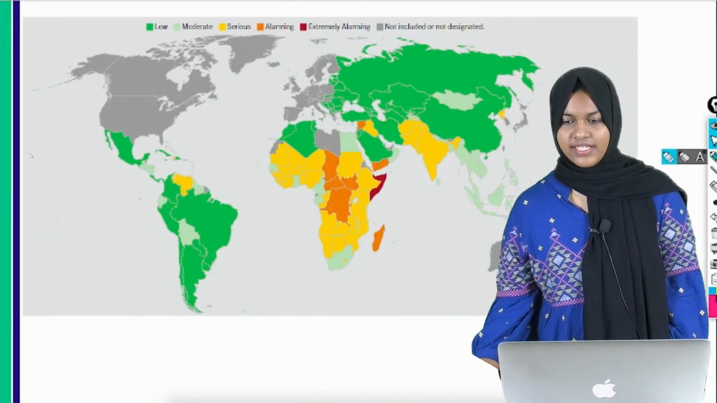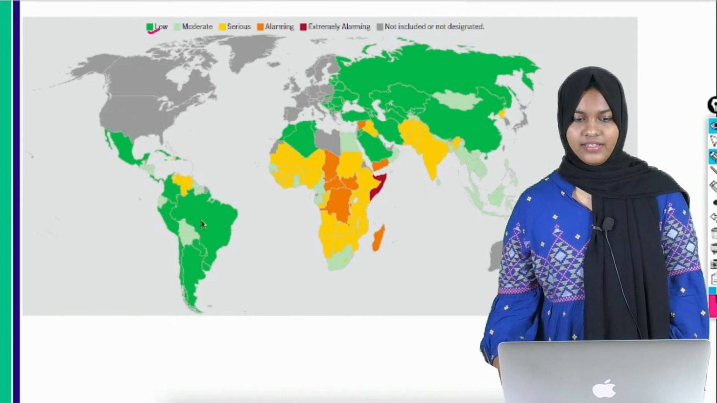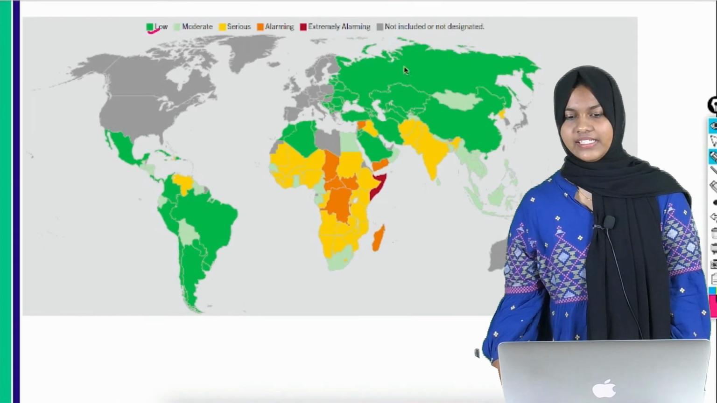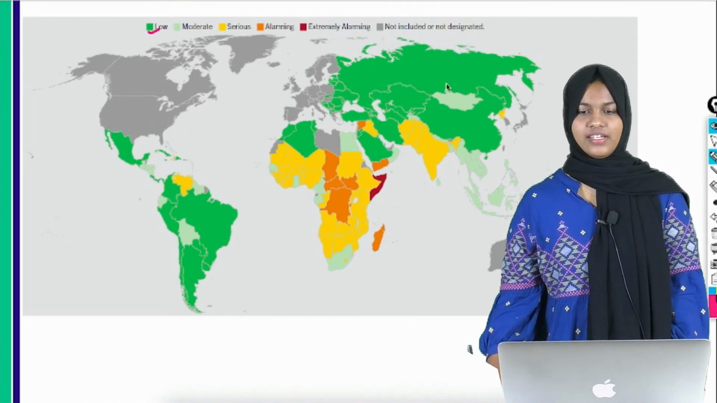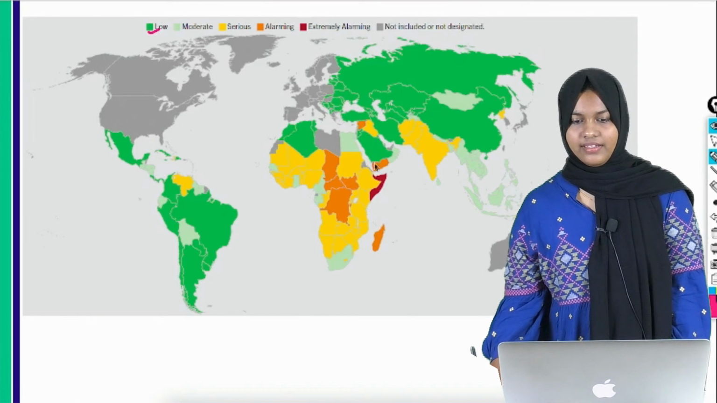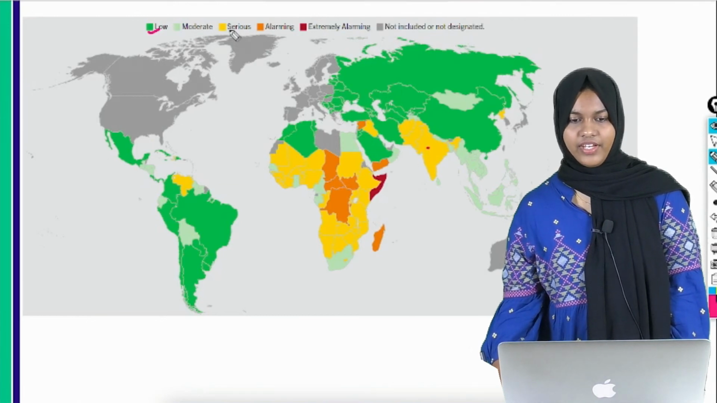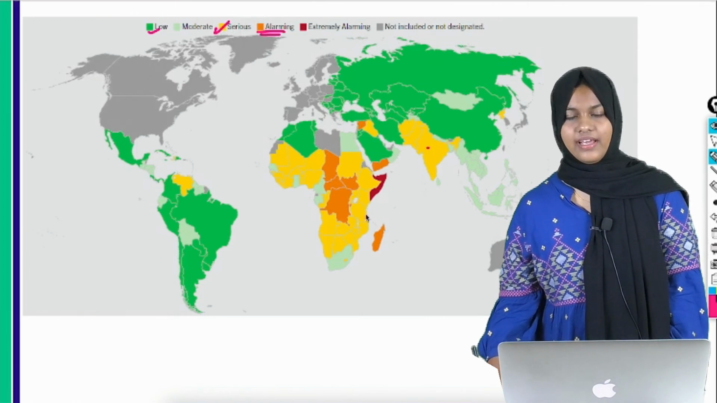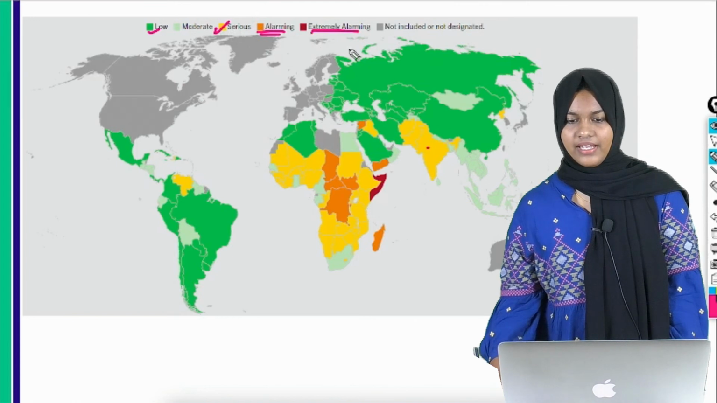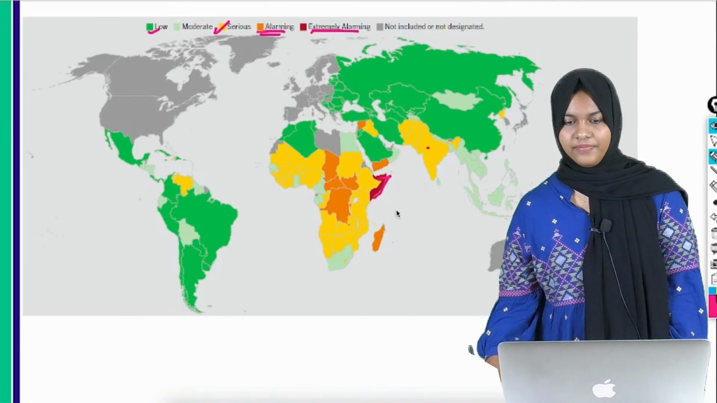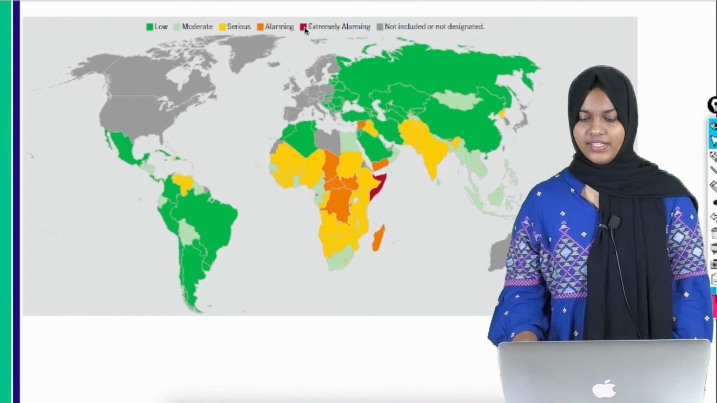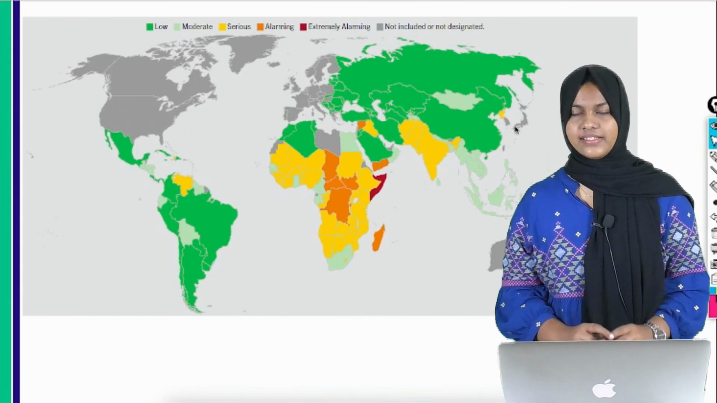Okay. So this is the map of the global hunger index. The green one shows the lowest hunger: South American countries, then most of the Asian countries, China, Russia. See the African countries and India. We are all in the serious category. And alarming comes some middle African countries. Then extremely alarming, this Horn of Africa, only that much. Ethiopia. So that is regarding the global hunger index. I hope you are clear with it.